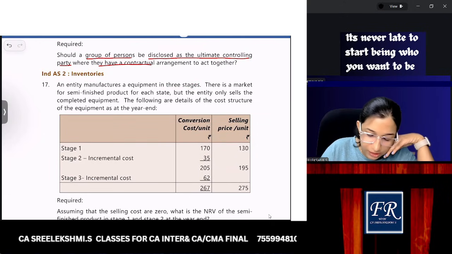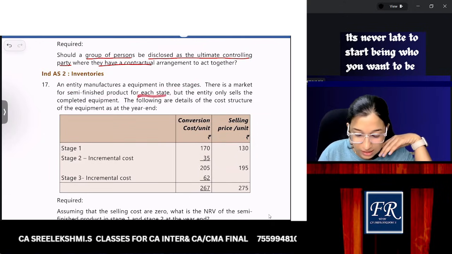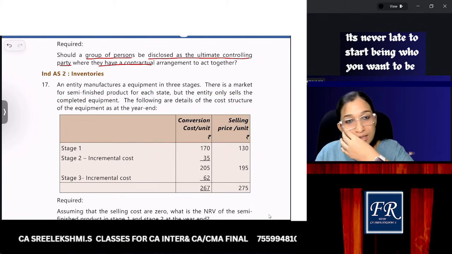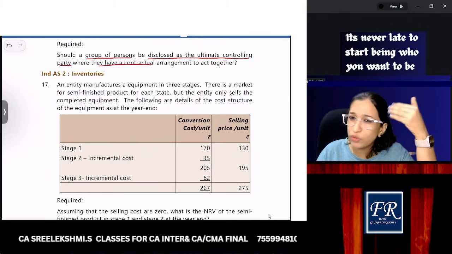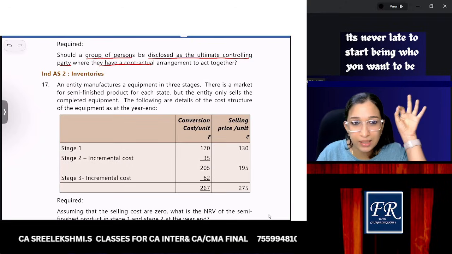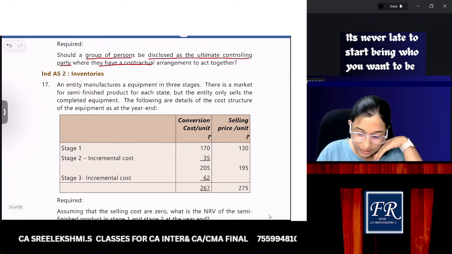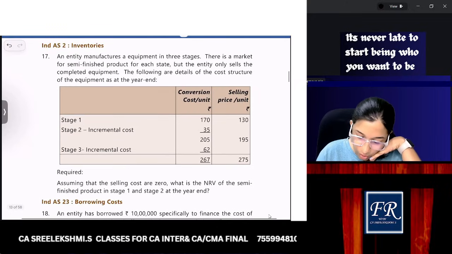There is a market for semi-finished product for each stage, but the entity only sells the completed equipment. Semi-finished work in progress stage also we can sell, but we are selling only the completed equipment. The following are the details of the cost structure. Stage 1, 170 is the cost and selling price is 130. But we are not selling at this stage.